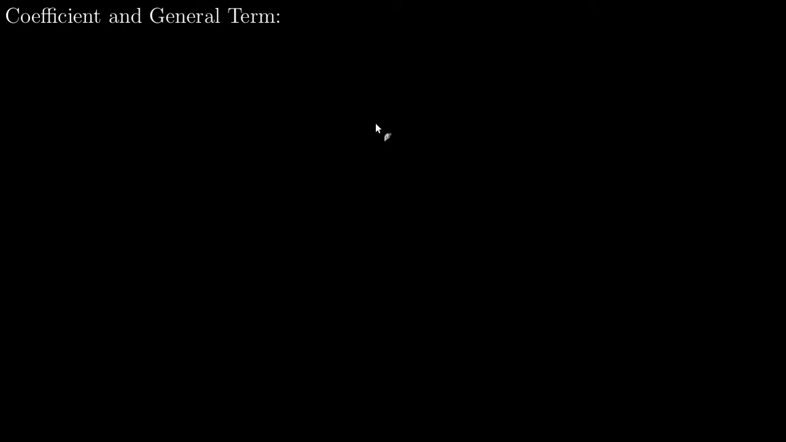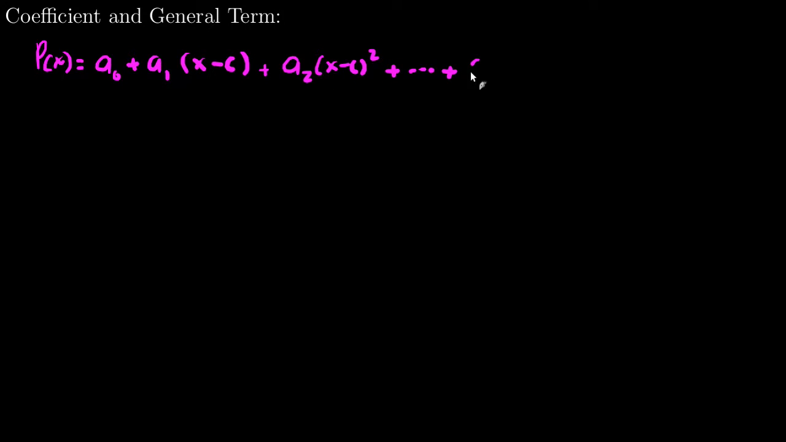Now, how do we find this? Well, first off, the series will be a naught plus a1 times x minus c plus a2 times x minus c squared. The general term, an times x minus c to the n, and it goes on infinitely. And because of the way that the derivatives of this power series work out, the nth coefficient, so a sub n, will equal the nth derivative evaluated at c, divided by n factorial.